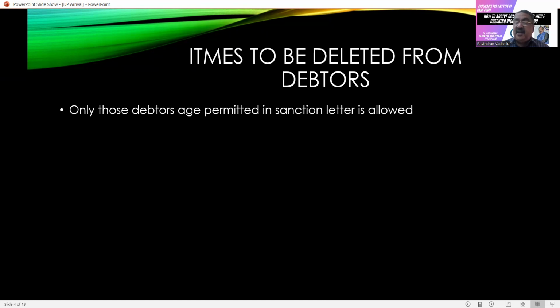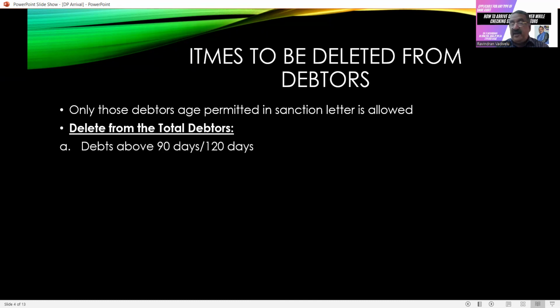The debtors exceeding 90 days we will not consider. So those debtors should be eliminated from the total debtors list. And what are the things that is debts above 90 days or 120 days? This age of the debtors will be specifically mentioned in the sanction letter. And sister concern debts also you have to eliminate. You should not add those sister concern debts.